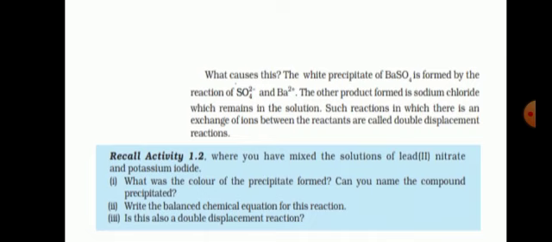You can just try out Activity 1.2 again, where you mixed the solutions of lead nitrate and potassium iodide, and three questions are asked here. What was the color of the precipitate formed? Can you name the compound precipitated? Write the balanced chemical equation for this reaction. Is this also a double displacement reaction? So these are the questions asked here. You all can try out these three questions. These three questions are very simple.